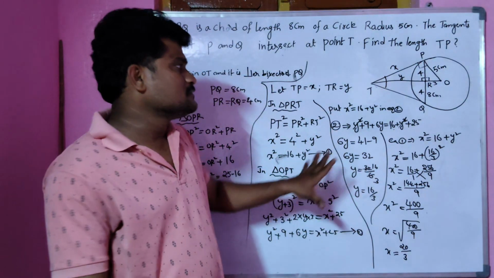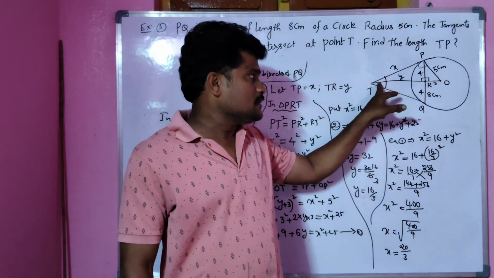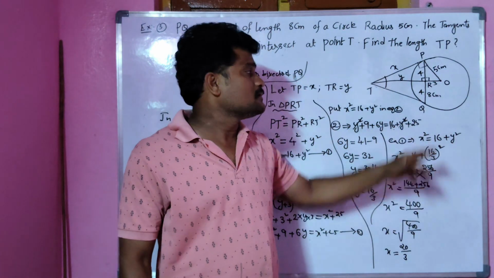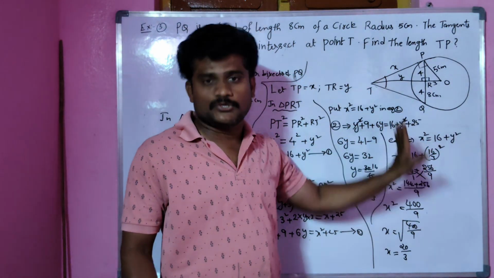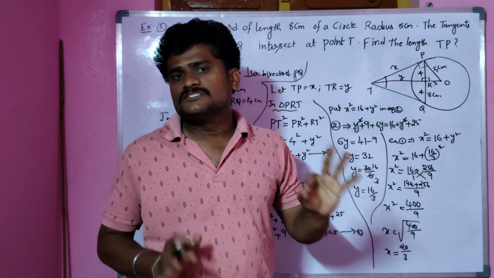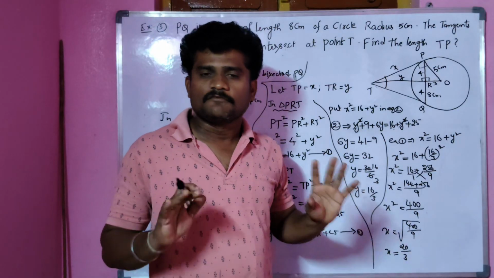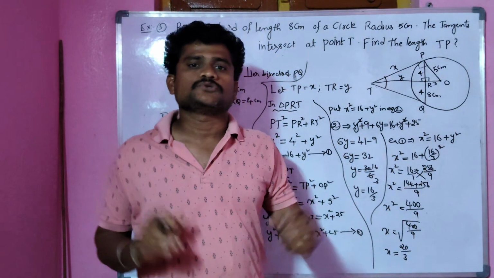Okay? A simple thing. If you join OT, it is nothing but a perpendicular bisector of PQ, then 3 right angle triangles, if you apply the Pythagoras theorem, then we will get the answer. So we need to think like that only. Thank you.